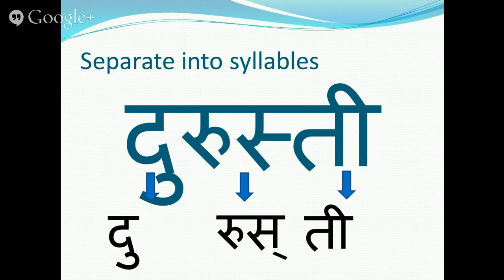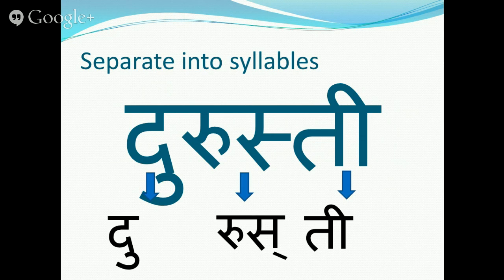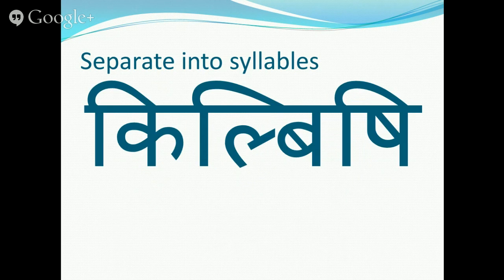Du, rus, ti. And alternatively, we could have said dur, us, ti. But we chose to say du, rus, ti, durusti.